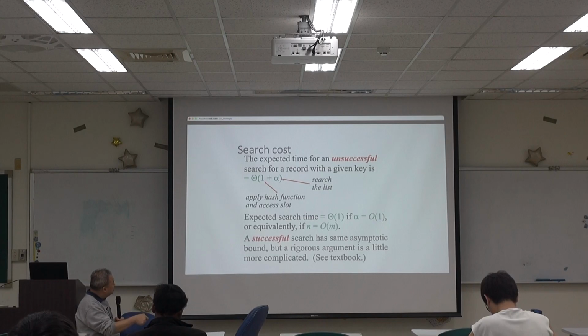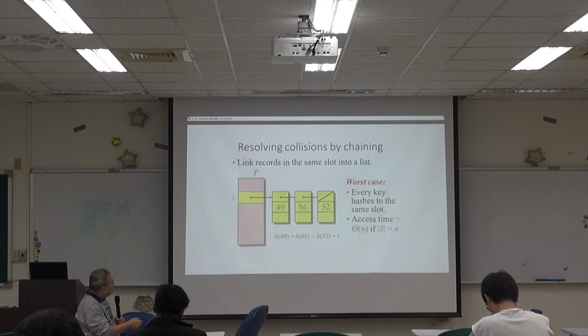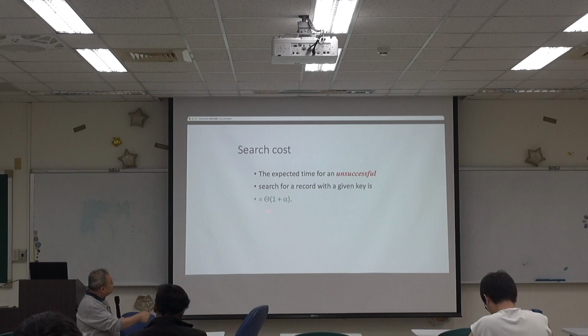Why do I say search the list? We are talking about something like this. You go through the list to find this record. But the chance of going to this slot to find the record is alpha. So that is why this is the expected time of an unsuccessful search.